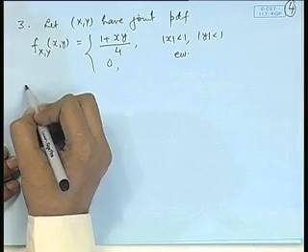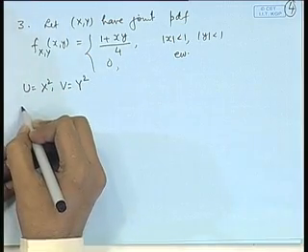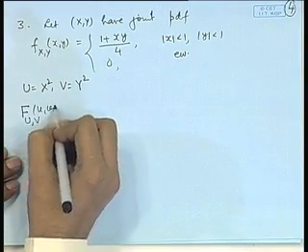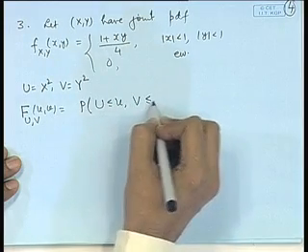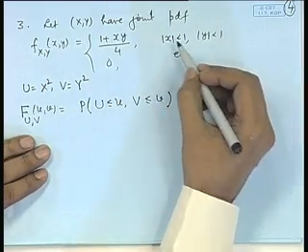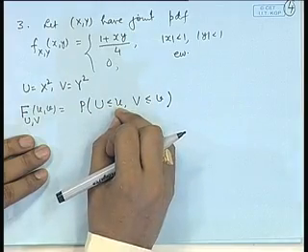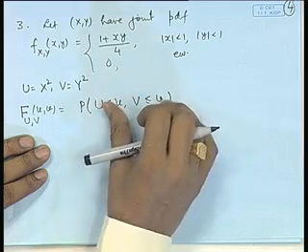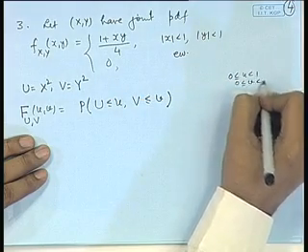So, we want, say, the distribution of u is equal to x square and v is equal to y square. Let us consider, say, the CDF of u and v, that is probability of u less than or equal to small u, v less than or equal to small v. Now, notice here that both x and y lie between minus 1 and 1. So, here the valid region for u and v will be between 0 and 1. So, we consider that 0 less than u less than 1 and 0 less than v less than 1.